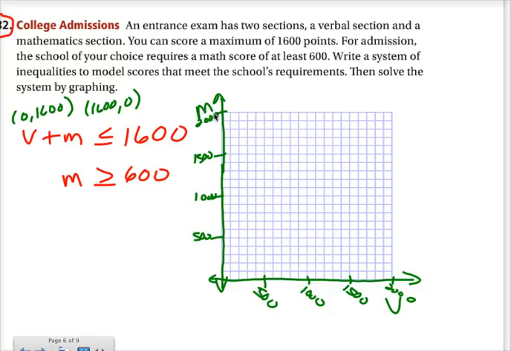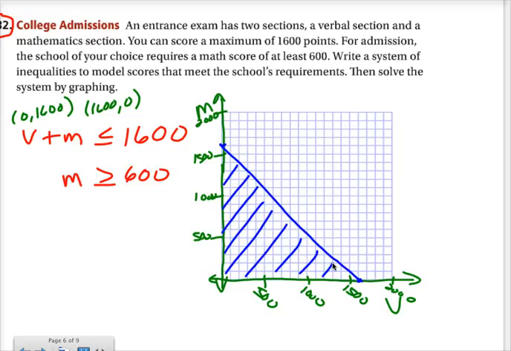All right, so knowing that this is 20 by 20 helps out quite a bit. So now I need 0, 1,600, and 1,600, 0. Solid. And less than or equal to, pretty obviously, if you don't score anything, 0, 0 on this test for verbal or math, you're going to be in this region right here.